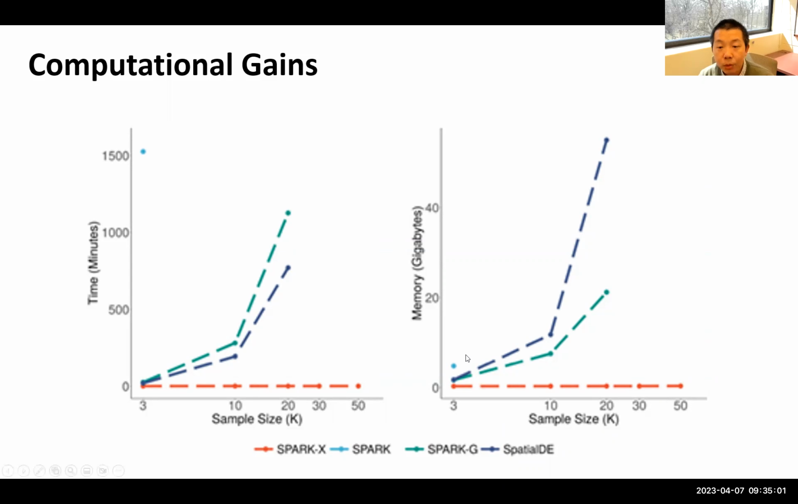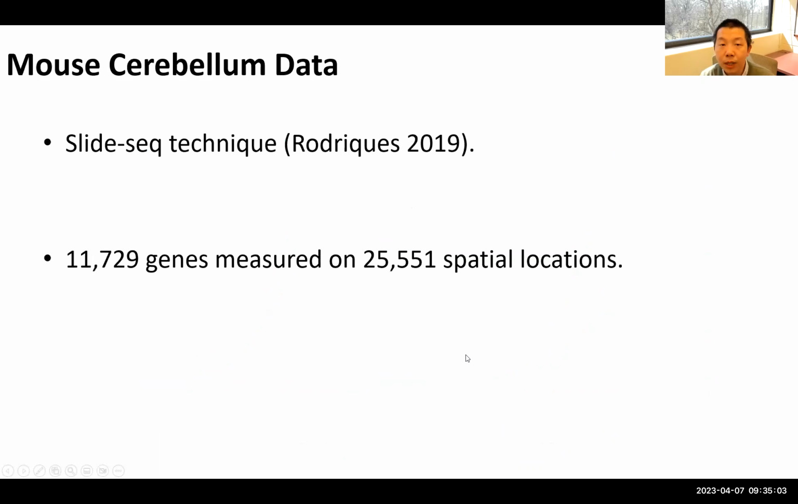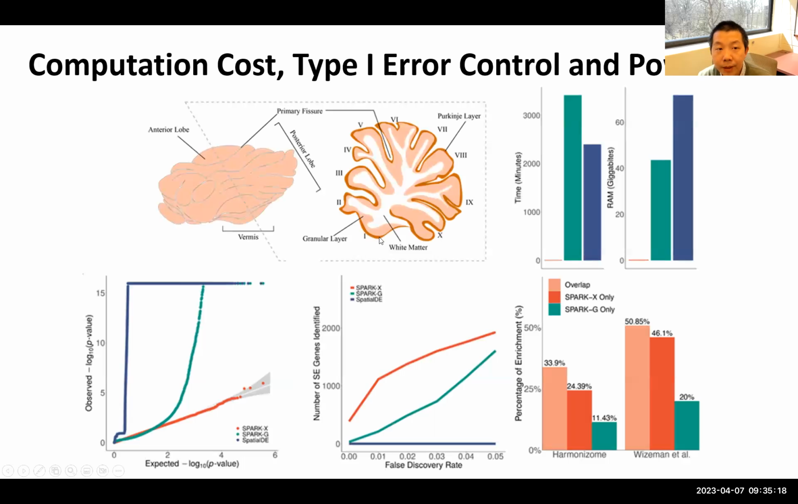So with this, we applied SPARK-X through comprehensive simulations and also multiple data sets. We'll talk about a couple of them. The first one is the mouse cerebellum data. It contains 11,000 genes measured on 25,000 spatial locations. The cerebellum looks like on the top left corner. You have an illustration of how the cerebellum looks. It's a very well organized structure. It has about 10 different lobes. They show these lobular structures.